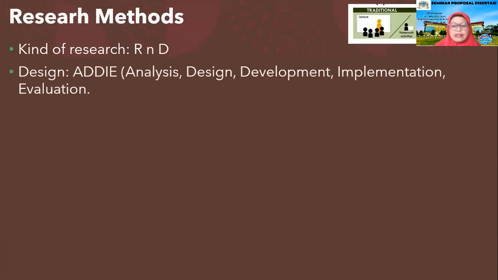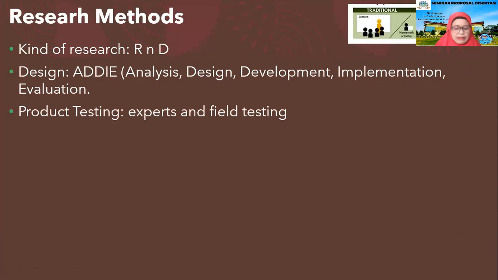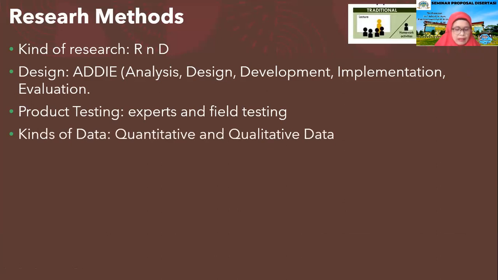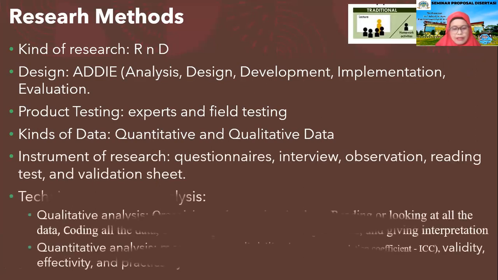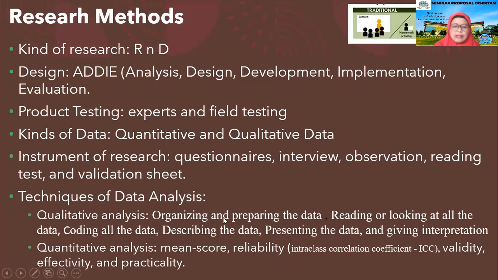Now come to the methodology, the research method. The kind of research is R&D with ADDIE: analysis, design, development, implementation, and evaluation. The product testing is expert and field testing. The data are quantitative and qualitative data. The instruments of the research are questionnaires, interview, observations, reading test, and validation check. The technique of data analysis for qualitative analysis is analyzing and preparing data, reading, coding, describing, presenting, and giving interpretation. The quantitative analysis uses mean score, reliability and validity, effectivity, and practicality. This is what I want to do in this research.